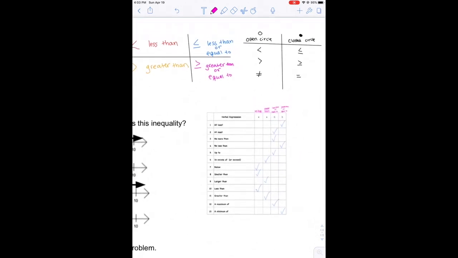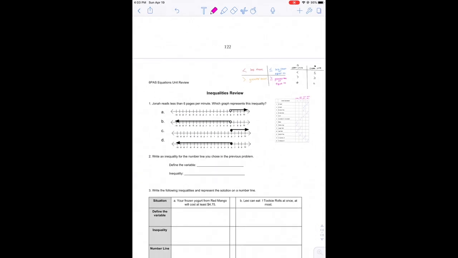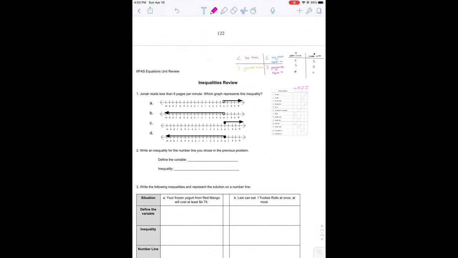I put screenshots up here of everything that I think will be really helpful for you. So feel free to reference these screenshots. Please complete this entire page and then come back when you're ready to see me go over it. All right, hopefully you're ready to see me go over it. So problem 1, you should already have this all done.